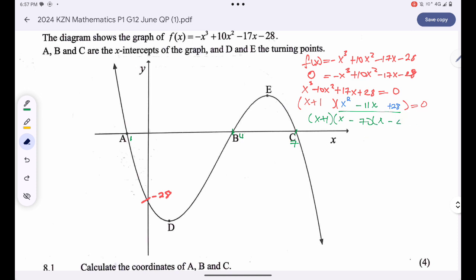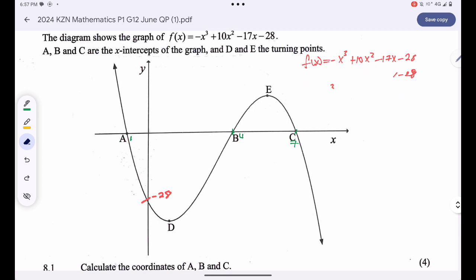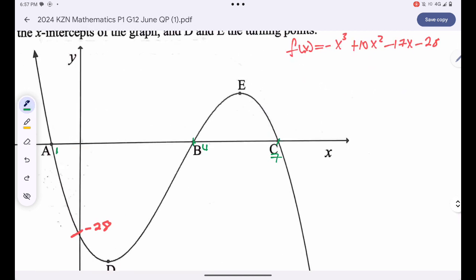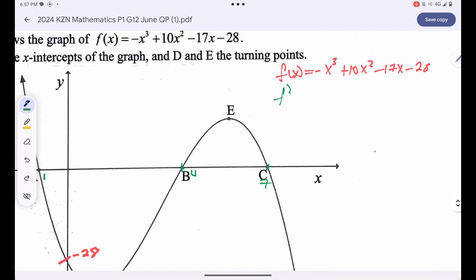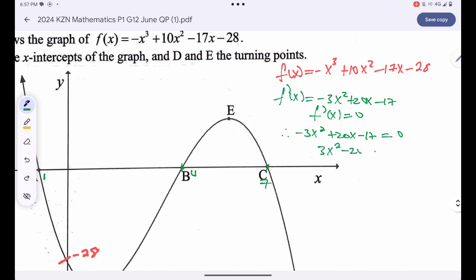At the turning point, guys, the derivative of my curve is always equal to 0. So I can simplify the derivative. f'(x) is basically -3x² + 20x - 17. At the turning point, f'(x) is always equal to 0. Therefore, -3x² + 20x - 17 = 0. You can divide each and every term by -1. You'll end up having 3x² - 20x + 17 = 0.